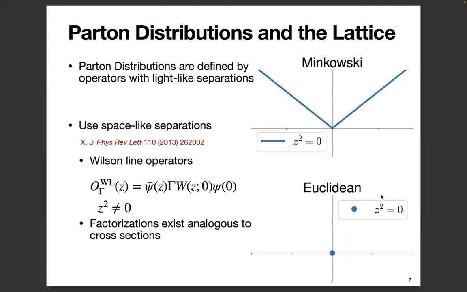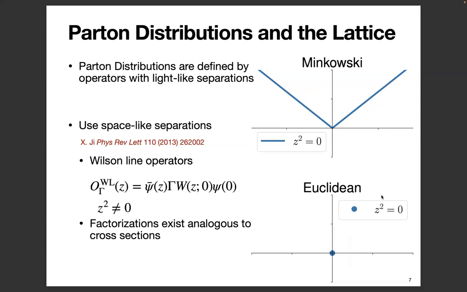Now, as I said, the separations that we require are light-cone. We want things with z squared equals 0. So in Minkowski space, you imagine that you're doing an integral to undo that Fourier transform by integrating along this light-cone direction. In Euclidean space, there is no light-cone direction. There is only a single point that has z squared equals 0, and this isn't the non-local object we really want to understand.